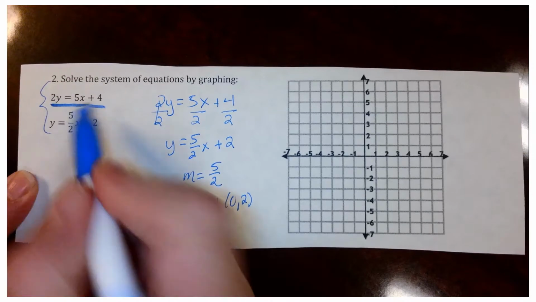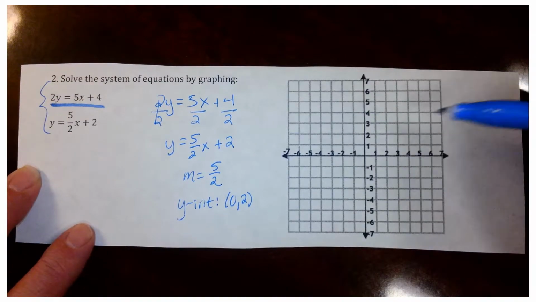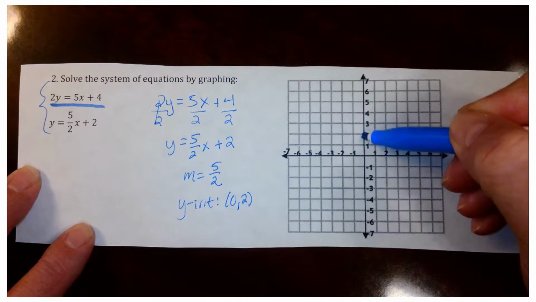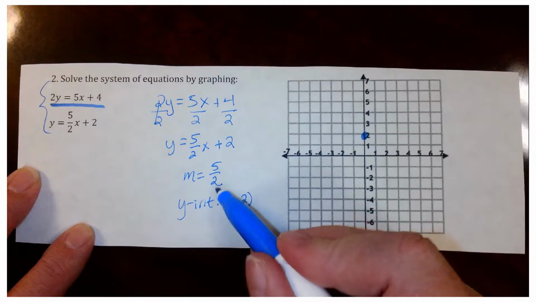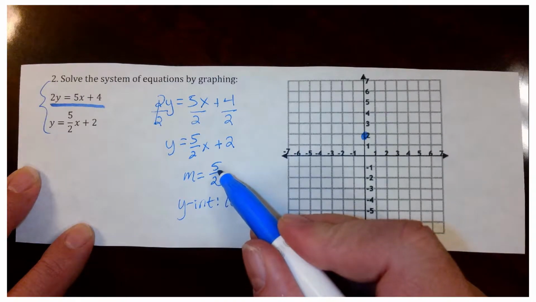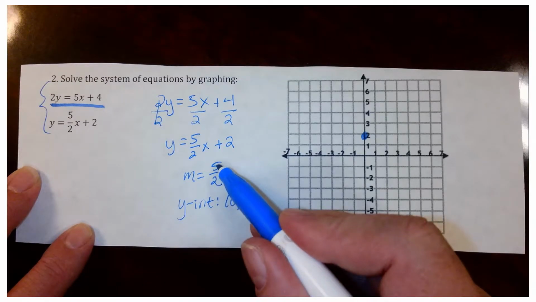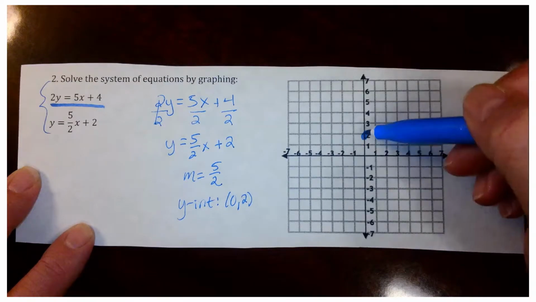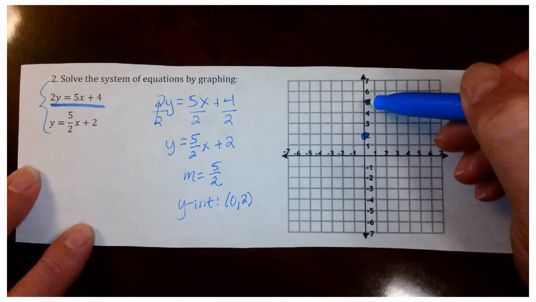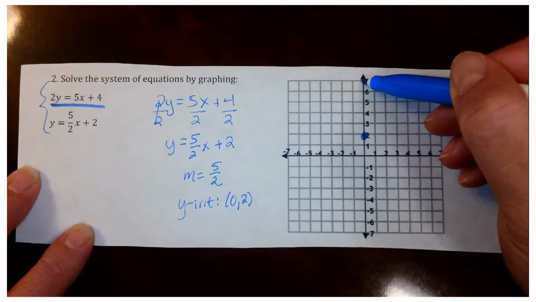For this line, we're going to start at (0, 2), the y-intercept. And 5 over 2 tells me rise over run, so I'm going up 5 and right 2. Up 5: 1, 2, 3, 4, 5. Right 2: 1, 2.